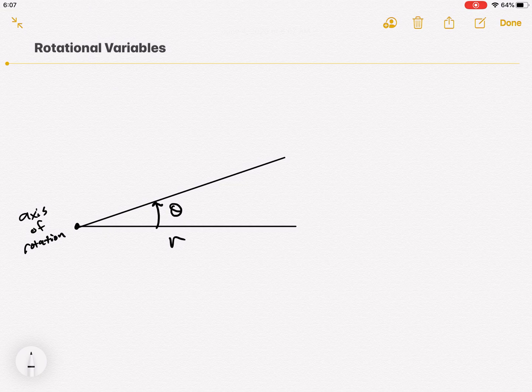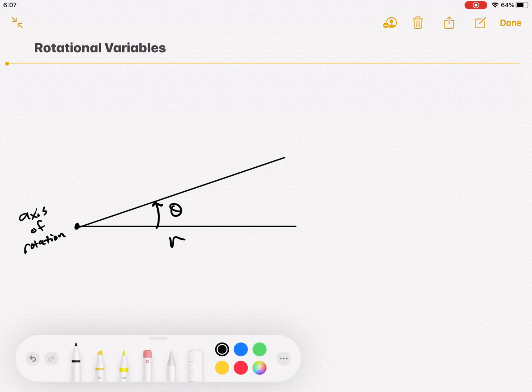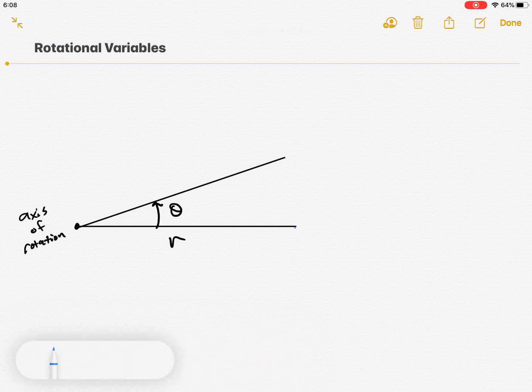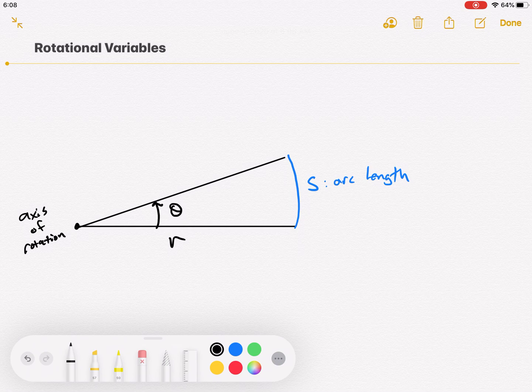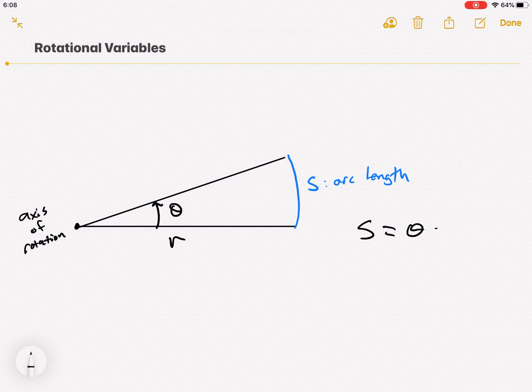And we can also talk about the length that the end of this, whatever it is, let's call it a rod, the length that this rod has traveled, which would be this curvy thing here. We can call that s. That's arc length. Again, I don't mean the linear distance between the tips. I mean the actual distance that the end of this traveled. Okay, so it turns out we can relate these variables. The arc length is theta times r.